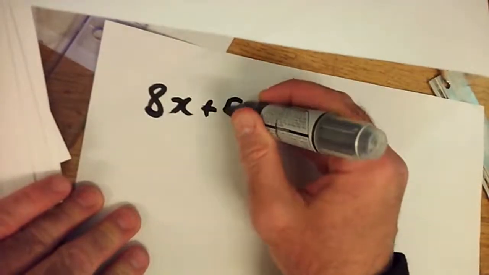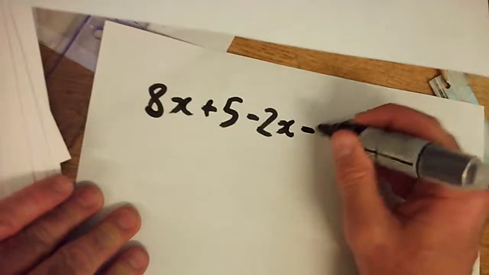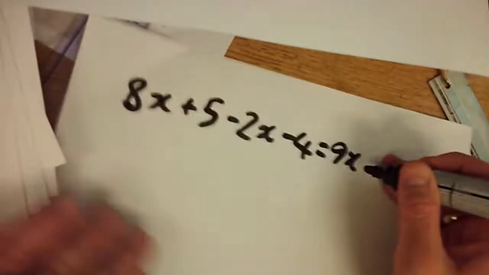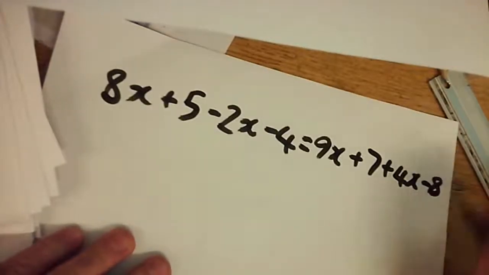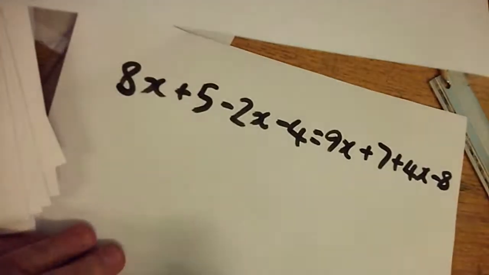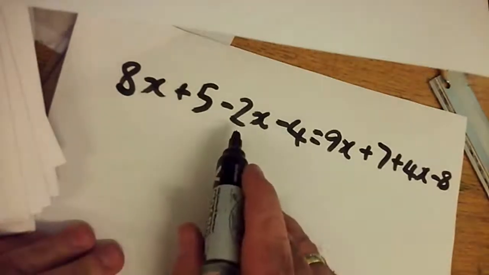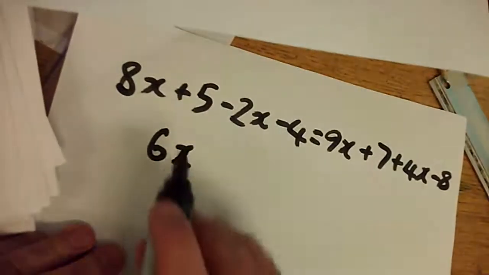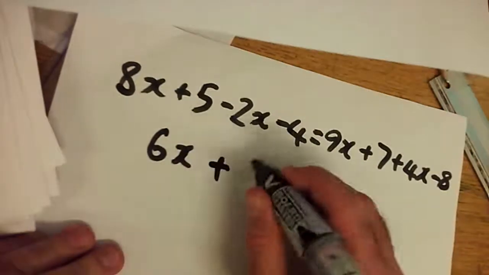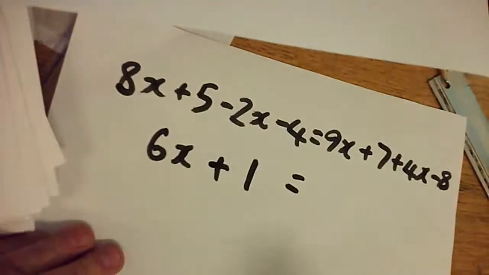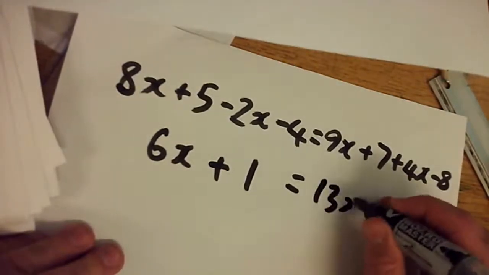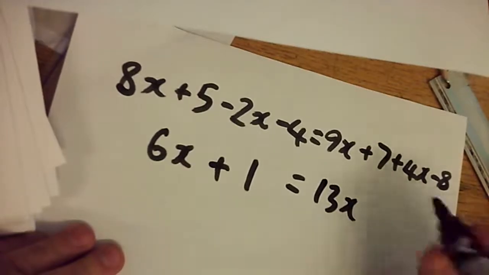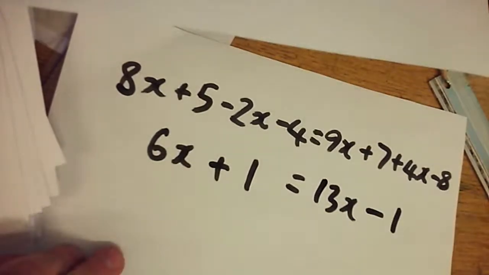8x plus 5 minus 2x minus 4 equals 9x plus 7 plus 4x minus 8. I'm going to gather together terms of the same type. So 8x minus 2x makes 6x, and 5 minus 4 makes 1. So that's 6x plus 1 is equal to, we've got 9x's here, 4x's here makes 13x, and 7 with minus 8 makes minus 1. 6x plus 1 equals 13x minus 1.